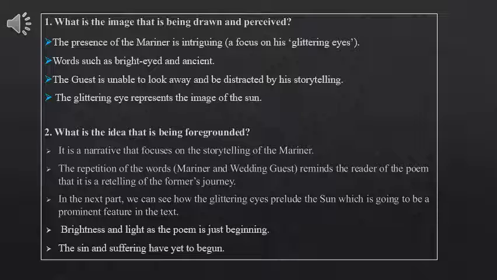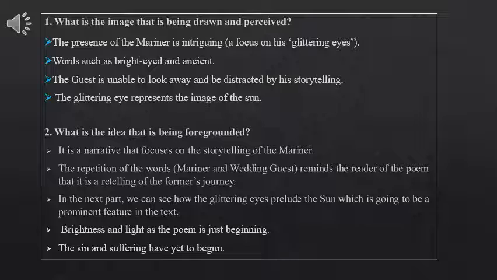And then what is the idea that is being foregrounded? It is a narrative that focuses on the storytelling of the mariner. The mariner is basically retelling his journey. That is why there is this repetition of the words mariner and the wedding guest.